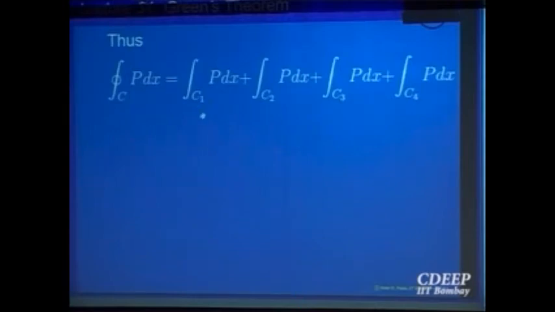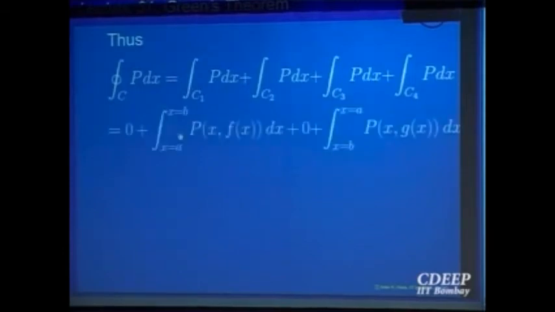because C is a union of these four pieces. Over C1, what is happening? That was vertically going down. x remains constant, so the first part is 0. Similarly, the third part will be 0. Only two integrals survive. So the first one is 0. The second one is from A to B, P(x, f(x)) dx, and this one is P(x, g(x)) but going from B to A.